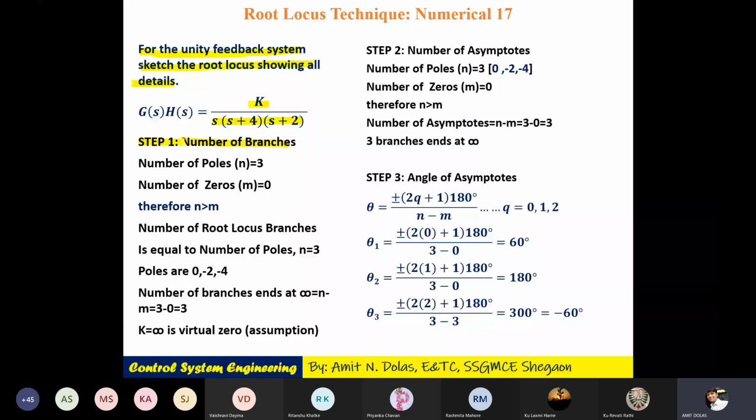Therefore, number of poles: s is equal to 0, s is equal to minus 2, s is equal to minus 4. 3 poles. Number of zeros, numerator में term नहीं है, number of zeros 0. Therefore, n is greater than m. Yes, the number of root locus branches कितने हैं is equal to number of poles, that is 3. These are the 3 poles. Number of branches going towards infinity कितने रहेंगे? It will be the difference between poles and zeros. So n minus m is 3. Zeros are 0. Therefore 3 branches, all 3 branches 0 से start होने वाला, -2 से start होने वाला.